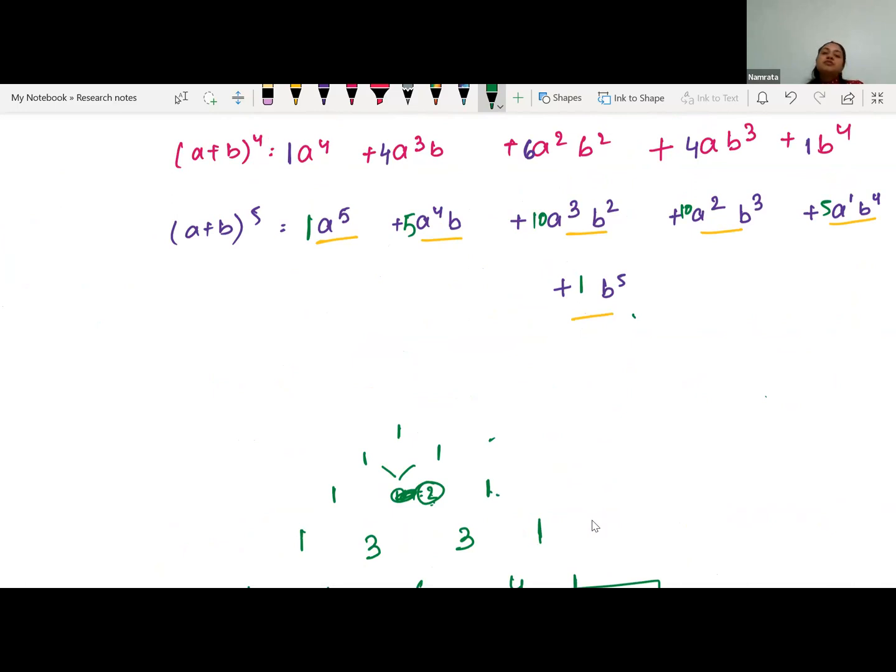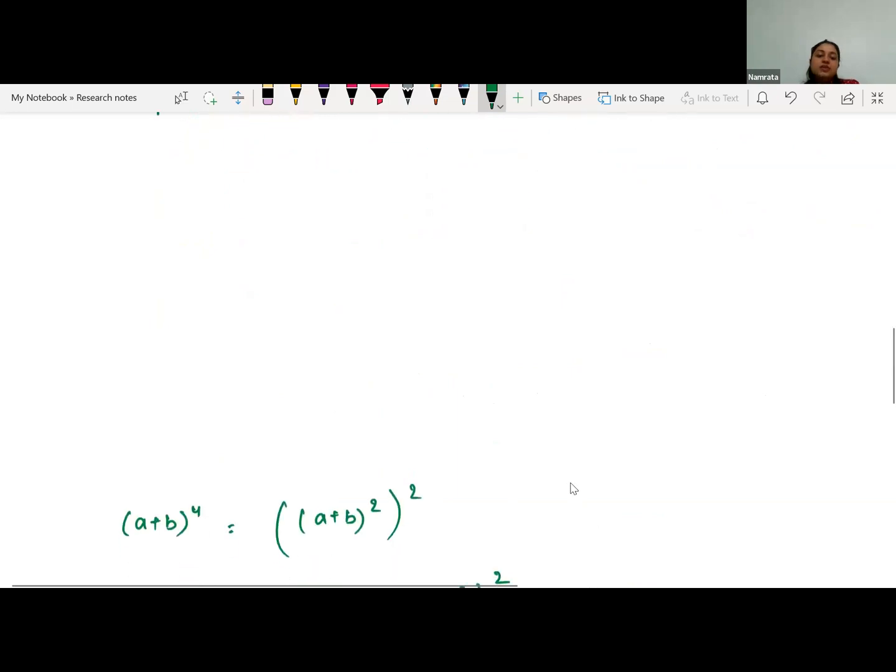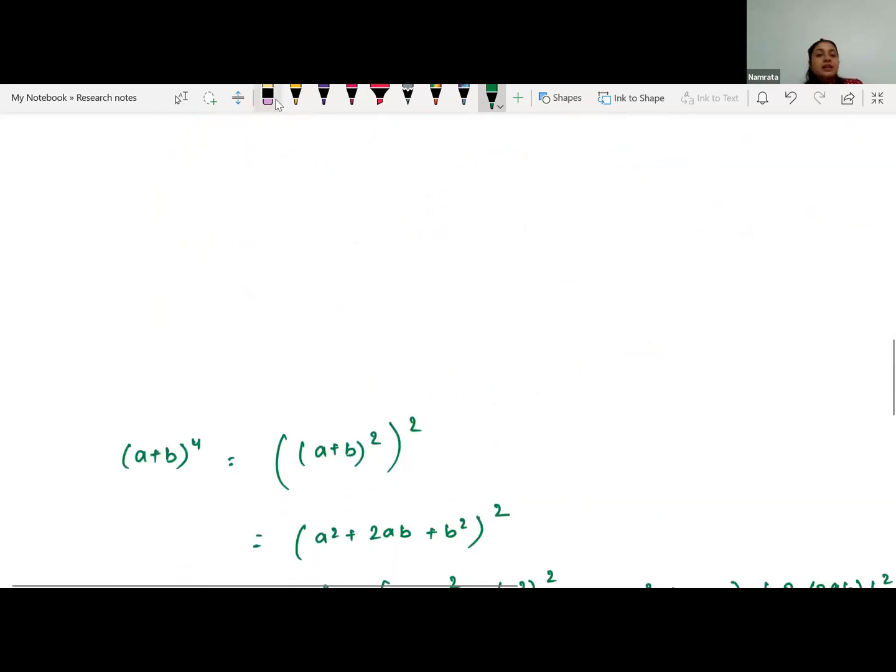But if we have to find a plus b to the power 20, and till 20 we would be making the Pascal triangle, it will take a lot of time, right? Yes, ma'am. So to avoid such a scenario, we have a formula in place. Now I am going to write the formula. Now I believe you will not get confused with the formula, because that's what we are doing and observing from the pattern also. So let's see the formula now.